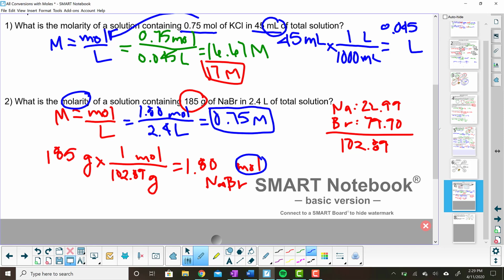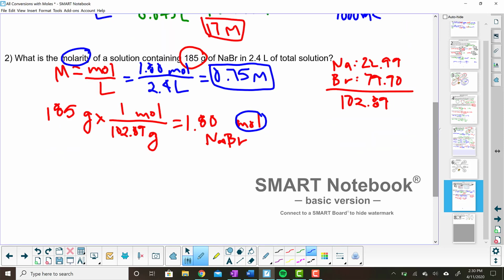I will say the 17 molar, that's the type of stuff that will, if you have 17 molar hydrochloric acid, that's the type of stuff that'll burn your skin off. A 0.75 molar concentration is not very concentrated. This is more something used in the lab totally safely. Now we know how to calculate molarity.